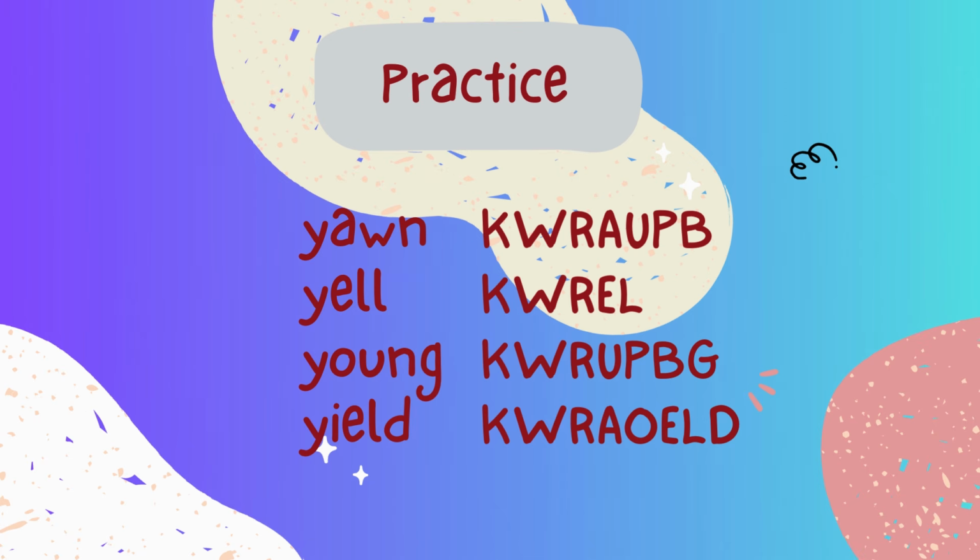Okay, so yawn, yell, young, and yield. Yawn: initial Y, diphthong O, final N. Yell: initial Y, vowel E, final L. Young: initial Y, vowel U, final NG. Yield: initial Y, long E, final LD.